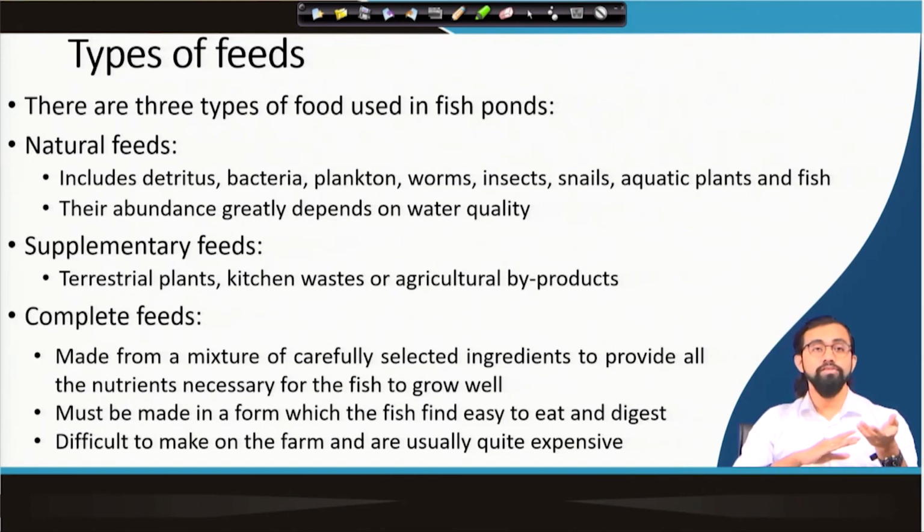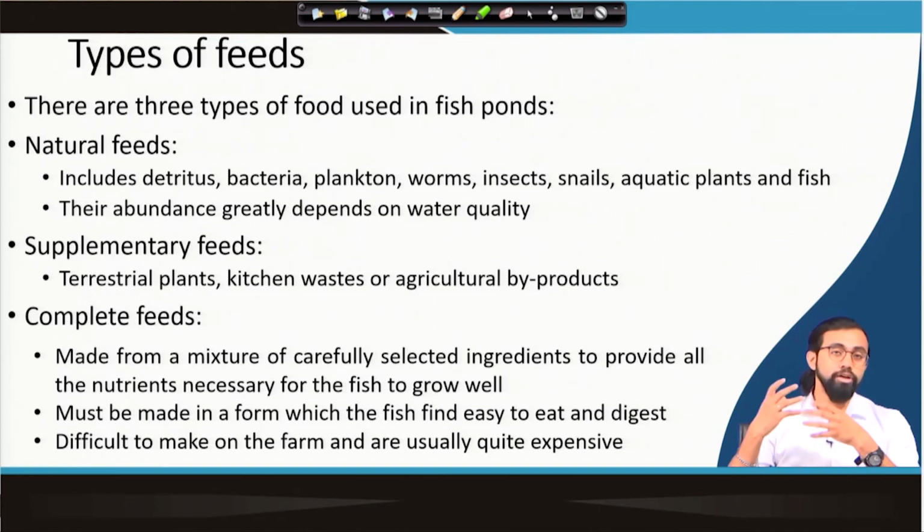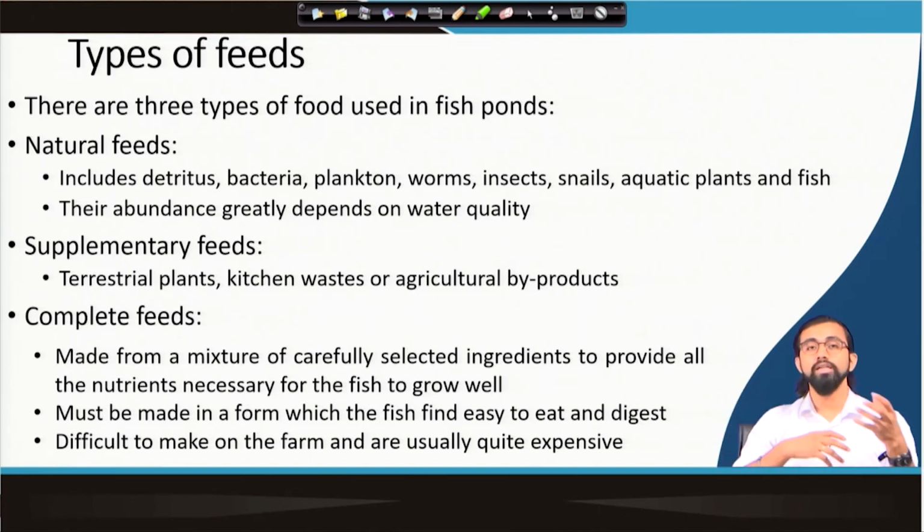In case of supplementary feed, we normally provide it in semi-intensive systems, right? In a semi-intensive system, we provide terrestrial plants, kitchen waste, agricultural byproducts, but make sure they don't contain any chemical fertilizer or chemical pesticides. Whatever byproducts I am talking about, they should be organic in nature, supplied to your tank or your aquaculture production. It will be very healthy, and it will make a very healthy ecosystem in your pond.